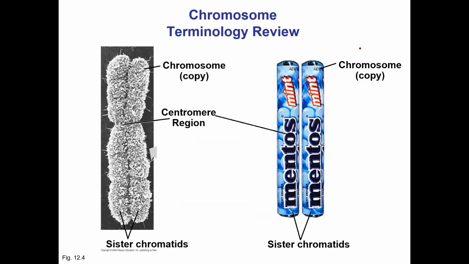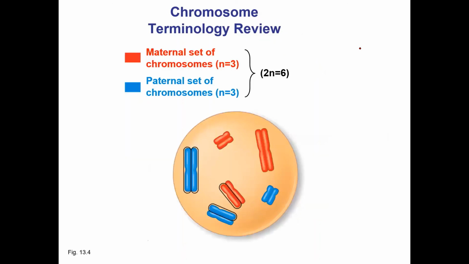So at the center is a centromere region where they're going to join, and they're going to be held together by those kinetochore proteins. So at that point, I'm like, okay, everyone usually understands that. You've got a chromosome, it's replicated, and now you have sister chromatids. So let me show you this picture from the textbook, and then I'll come back to the candy in a minute.